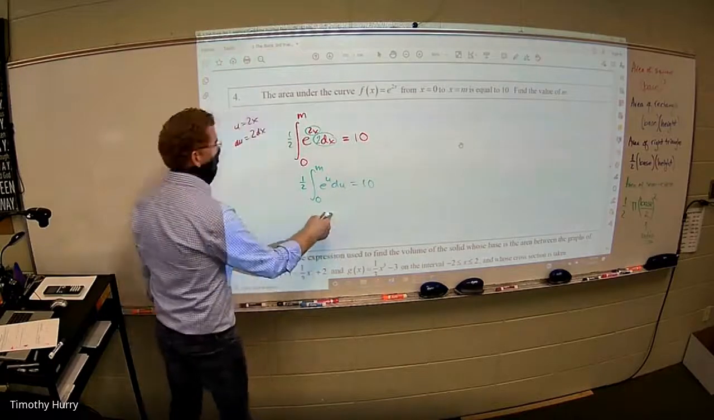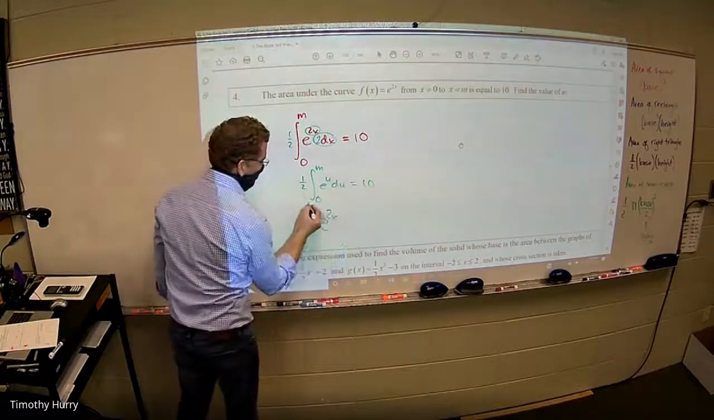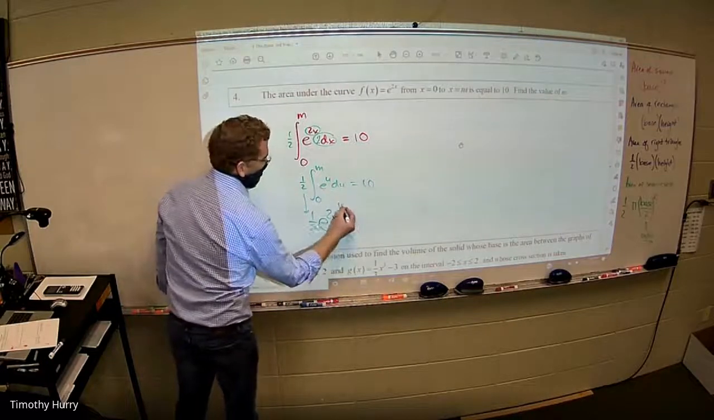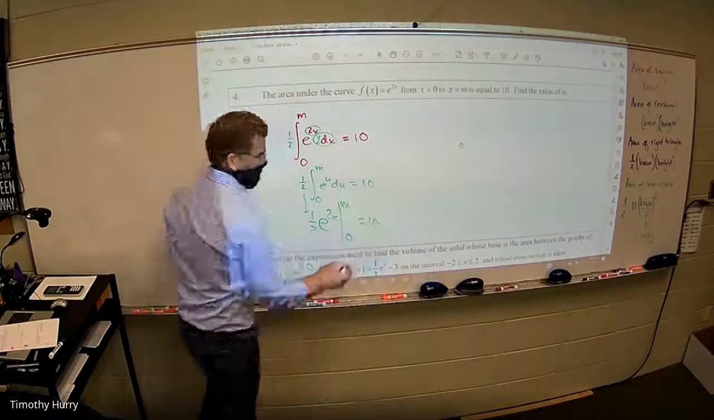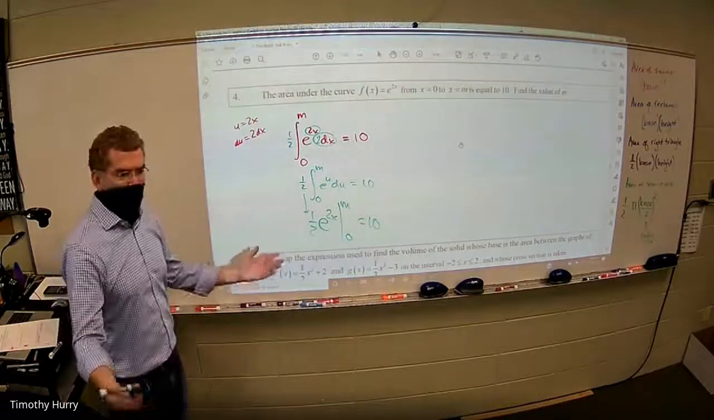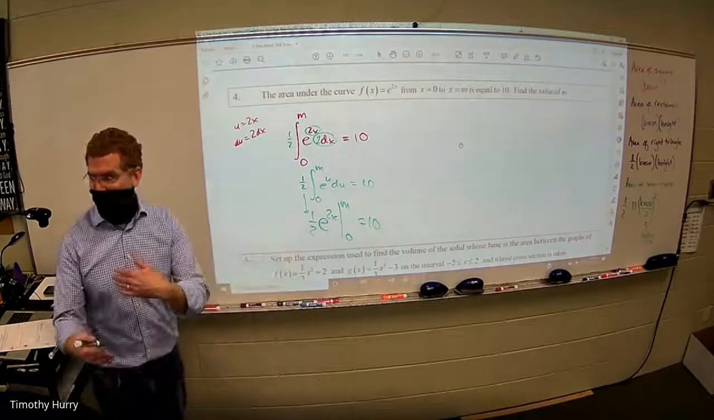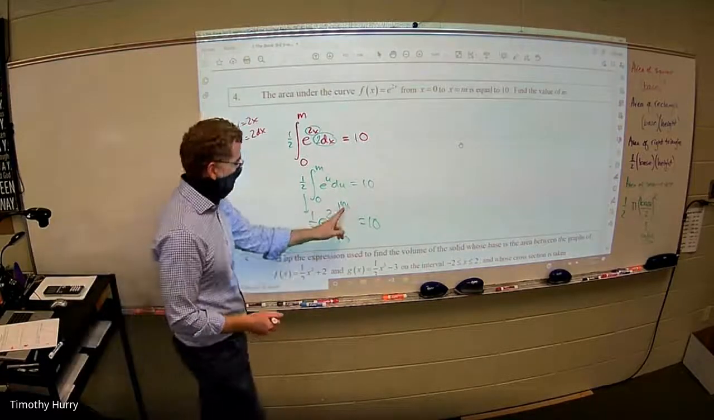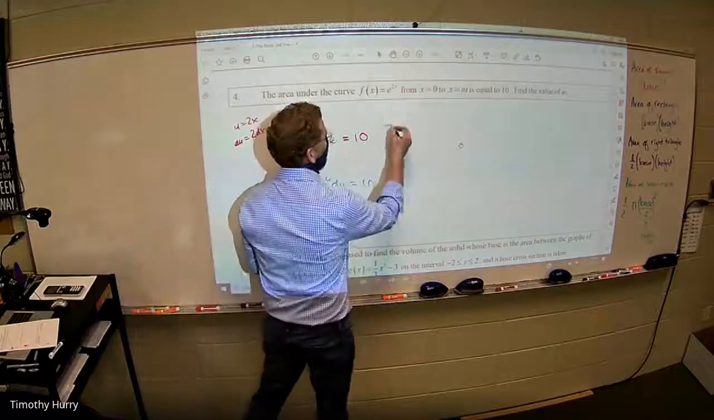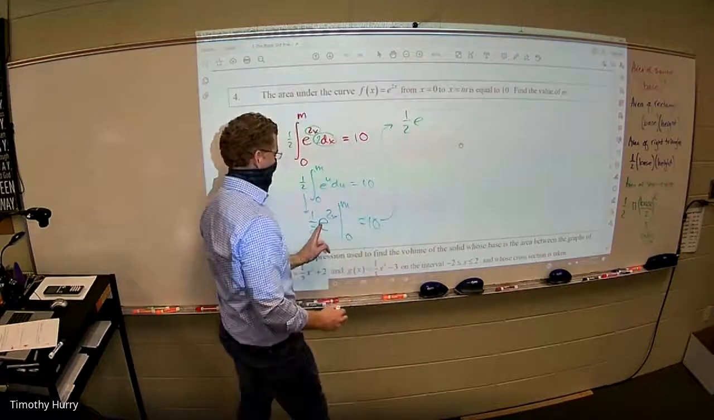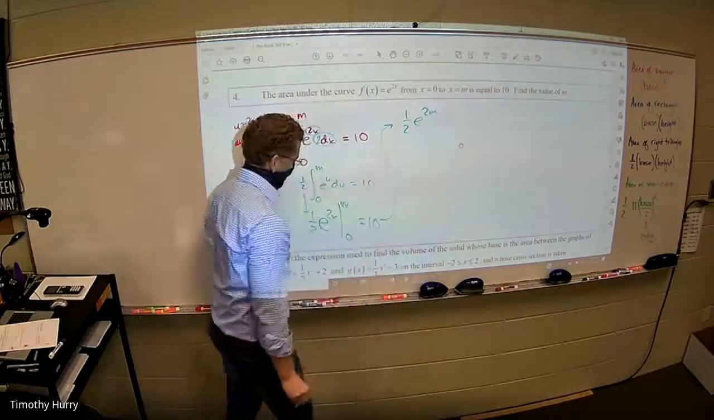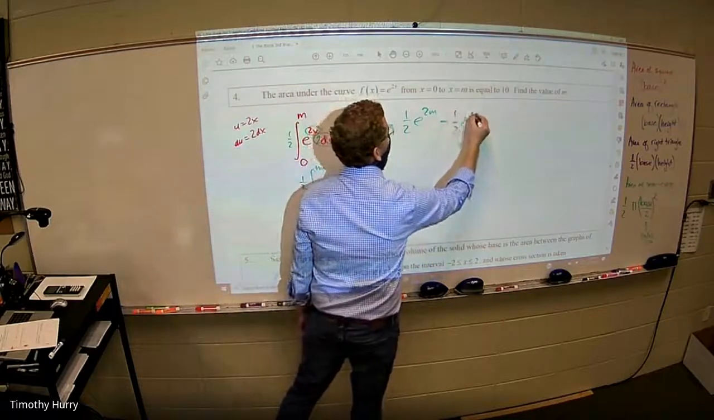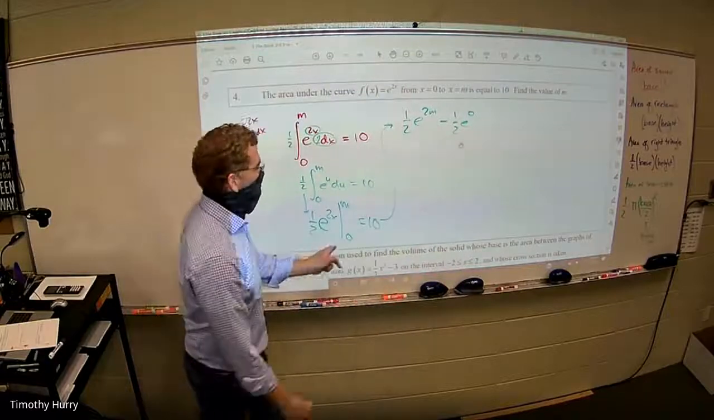E to the u, which is 2x, but I drop down the 1/2 and put a big bar from 0 to m equals 10. Now all you have to do, now that you've integrated, is apply the first fundamental theorem. That says plug the m in, which gives you 1/2 e to the 2m, plug the 0 in, which gives you 1/2 e to the 0, and set it equal to 10.